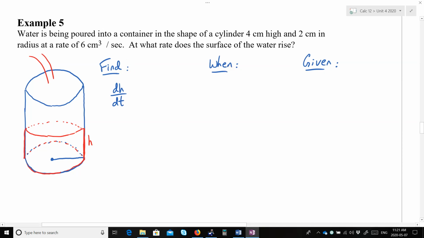Okay. Now, they don't specifically say when, but we know that the height of the cylinder is 4 centimeters. Okay, and the height of the water is changing. But I guess it can't go beyond 4 centimeters because that's the height of the cylinder. And then we've got that the cylinder is 2 centimeters in radius.